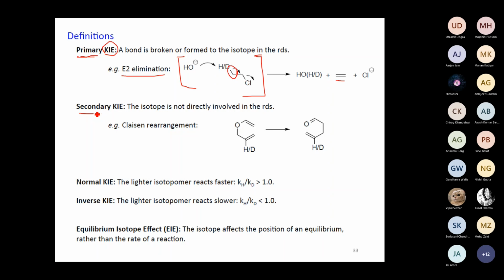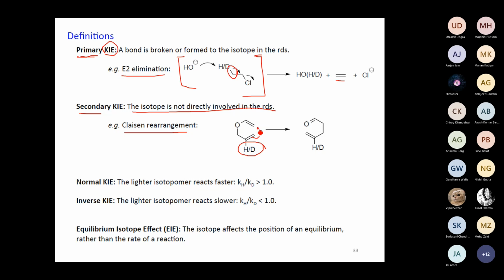That's why it is secondary. So you will see a secondary isotope effect when the isotope is not directly involved in the rate determining step, or the CH or CD bond is not being broken. This is an example of Claisen rearrangement. Do you know Claisen rearrangement from CML 100? Do you remember? No. So here you can see this is a molecule. There are two molecules. One is H, another one is D. You can see here what is happening.